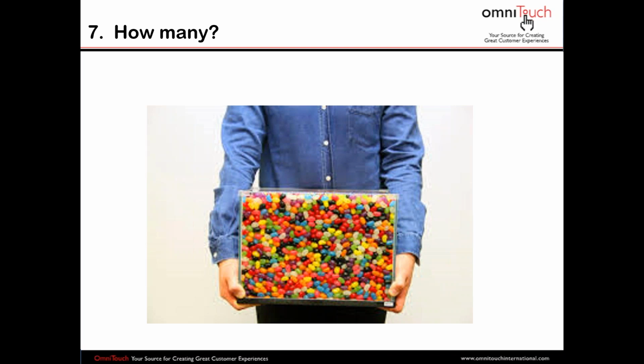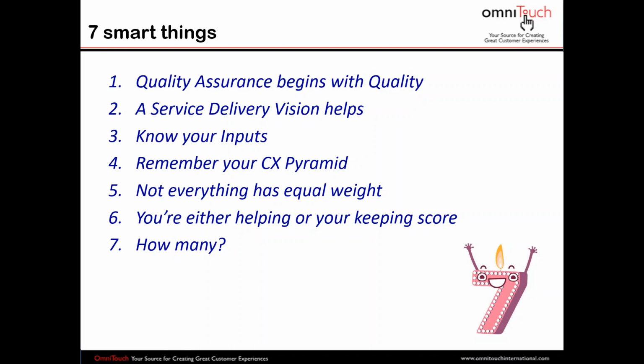So let's sum it all up. These were the 7 smart things. I hope some of them were smart for you. Maybe some of you are doing a lot of these already. Quality assurance begins with quality. You have to define what kind of quality you're going to deliver around here.